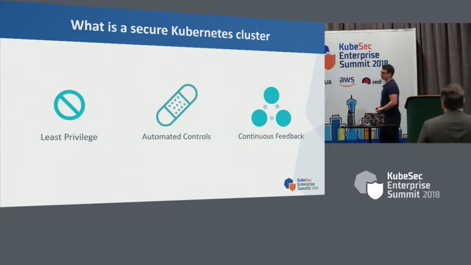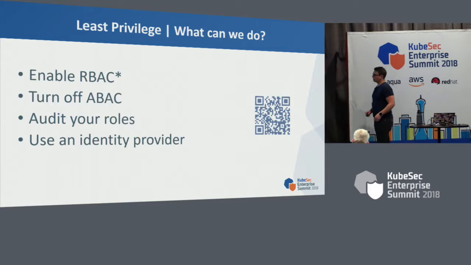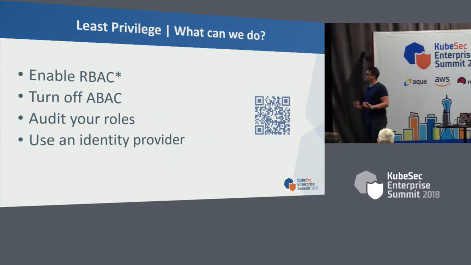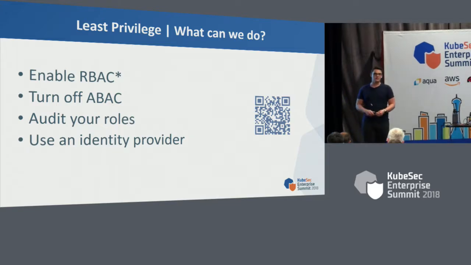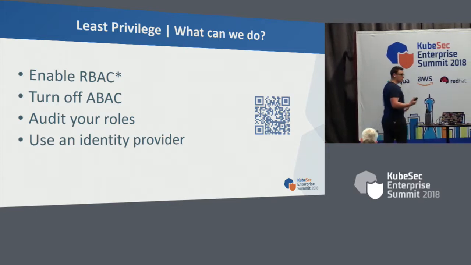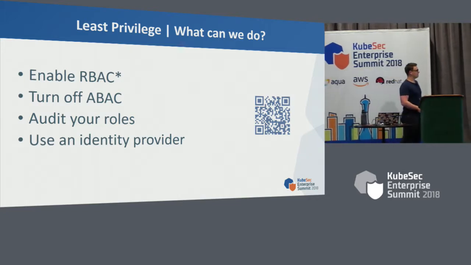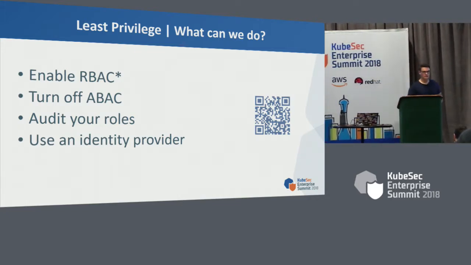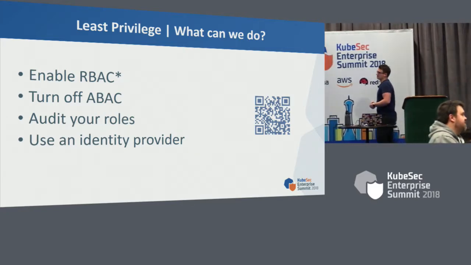Then we're going to talk about automated controls and continuous feedback. So as I was saying, this one is really probably the most difficult one out there because it is mostly a manual process, knowing what your applications actually need access to and making sure that those aren't accessing extra resources. There are tools out there to help with this process. There's a QR code to audit to RBAC, which will be very beneficial to you. But these are the key components that you should be implementing in all of your clusters.